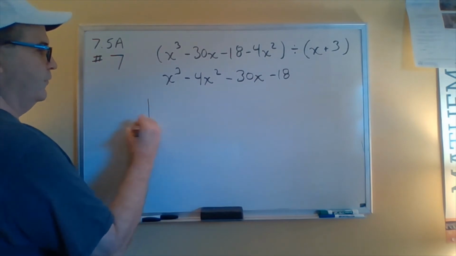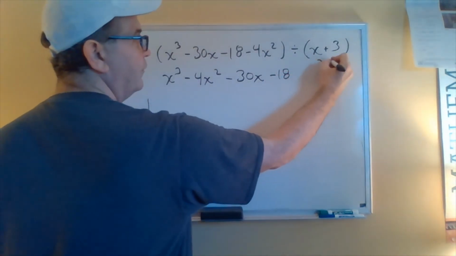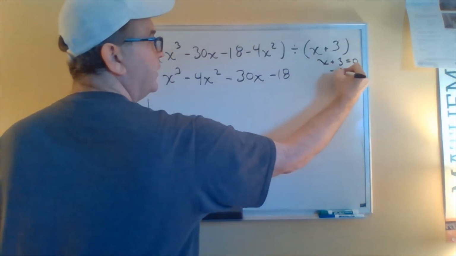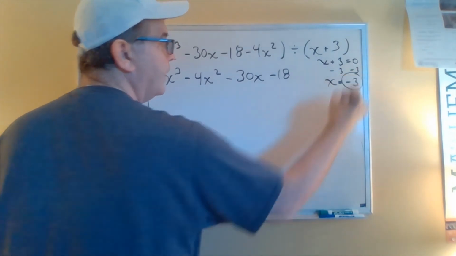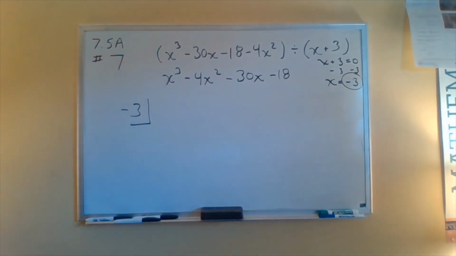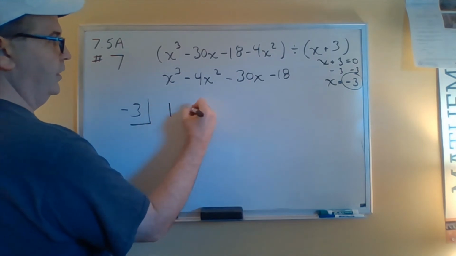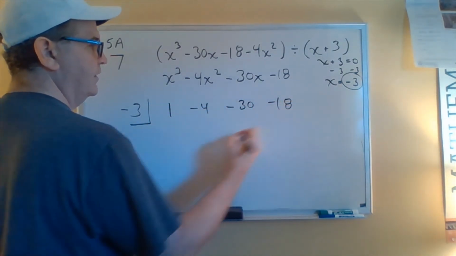So using synthetic division, I make my divisor box. What number goes in here? Well, I have to set my divisor equal to 0. So I have x plus 3. Subtracting 3 from each side, I will get x equals negative 3. And that is the number that goes into my divisor box. I'll list my coefficients off here. I'll get 1, negative 4, negative 30, negative 18.